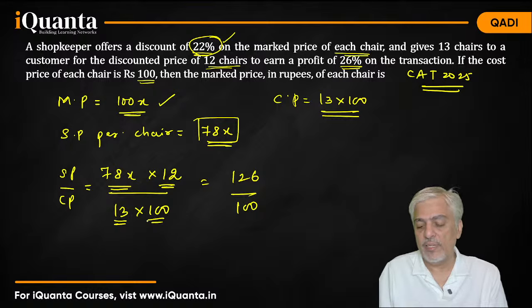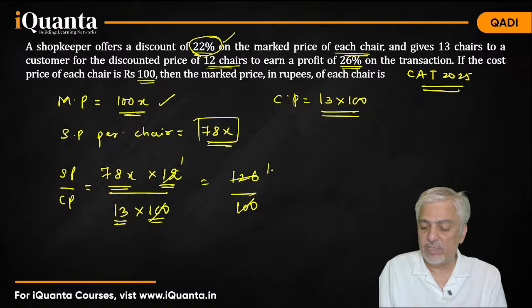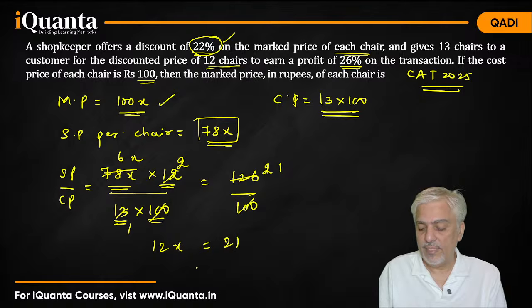Just solve this very carefully. This 100 and 100 cancel. 6 twos are 12, 6 ones are 6. 13 sixes are 78, so this is 6x. So 12x is equal to 21. X is 21 upon 12. Don't solve it, just leave it as 7 upon 4.